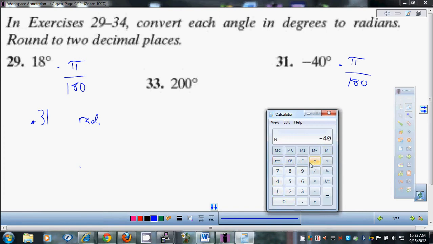Negative 40. Negative 40 times pi divided by 180. And you can say that's approximately negative 0.7 radians.